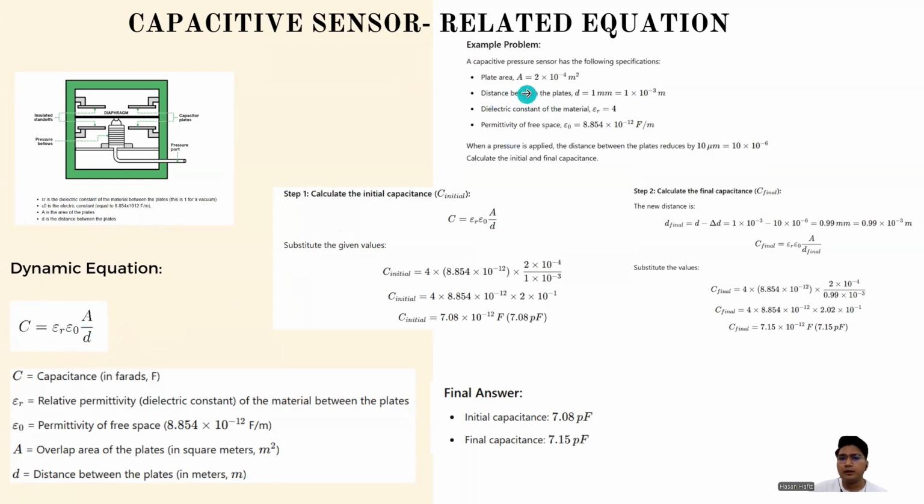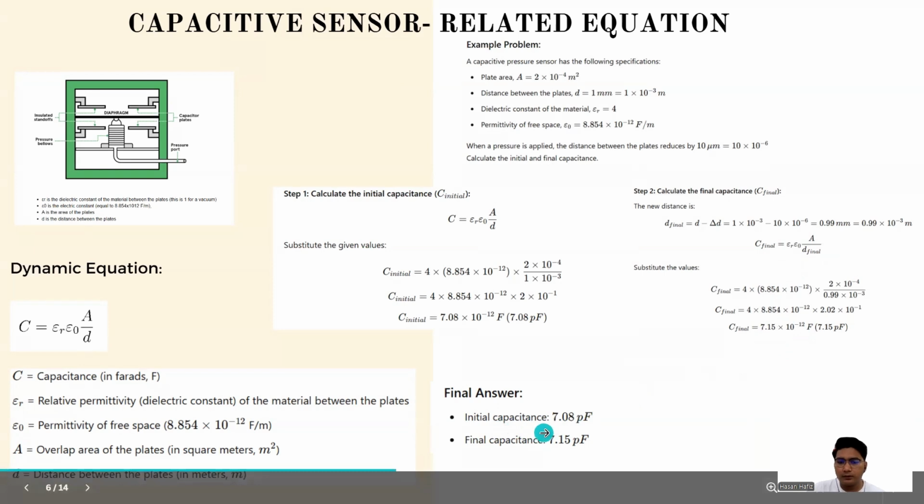So here is the example problem. The capacitor has the following specification: the plate area is given, the distance is given, the dielectric constant is given as equal to 4, and the permittivity of free space epsilon naught is fixed. As you can see, here are the values. The question is to calculate the initial and final capacitance. First, we calculate the initial capacitance using the equation and include all the values given, and then we get the answer. In step 2, we use the same formula for the final capacitance. As you can see, the initial capacitance is 7.08 and the final capacitance is 7.05.